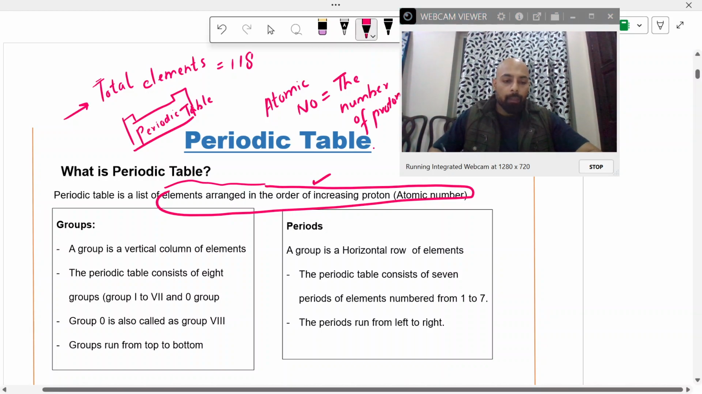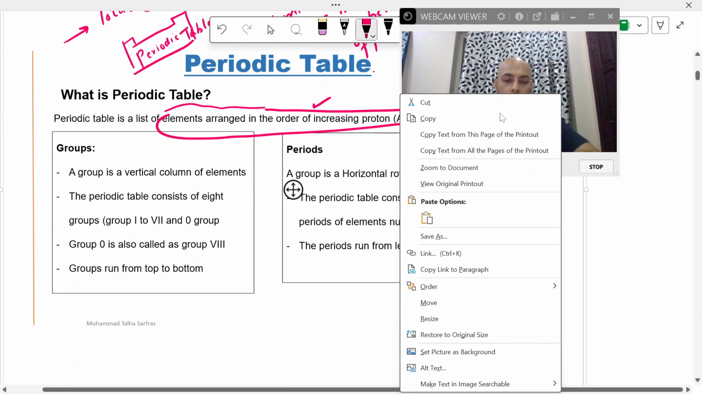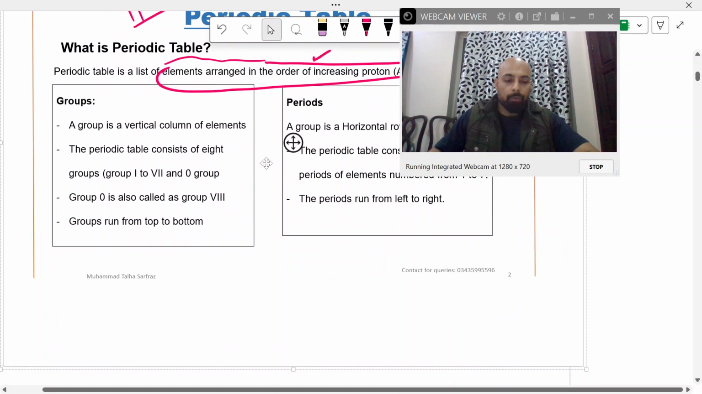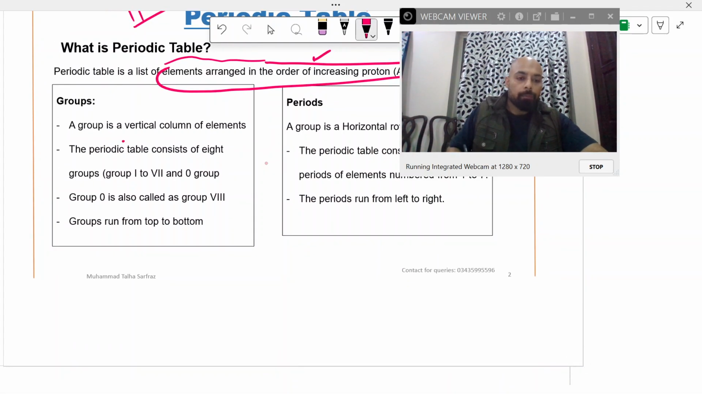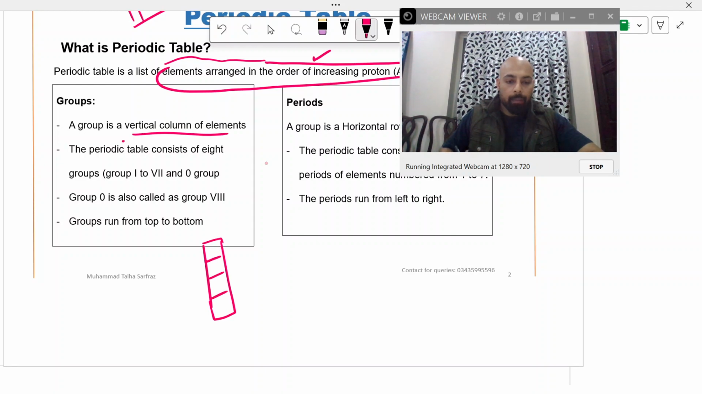Now in the periodic table you will find that there are groups and periods. What are groups basically? A group is a vertical column of elements, going downwards. For instance, in this periodic table, the columns running from top to bottom are called groups. So this is a vertical column of elements. The periodic table contains 8 groups. How many groups are there in total?